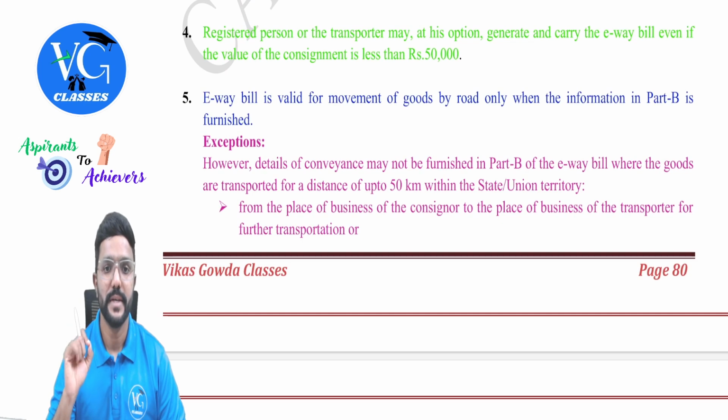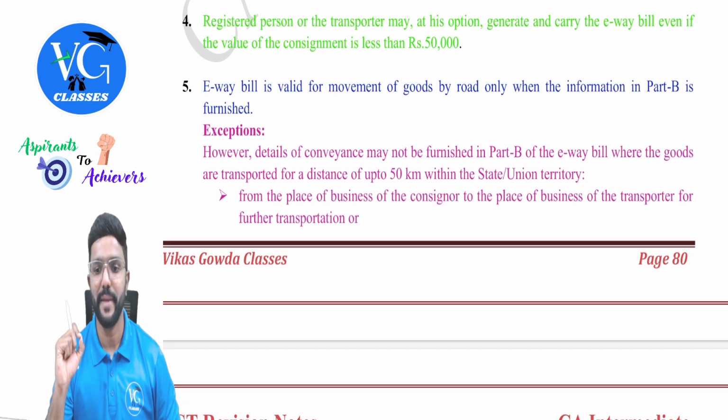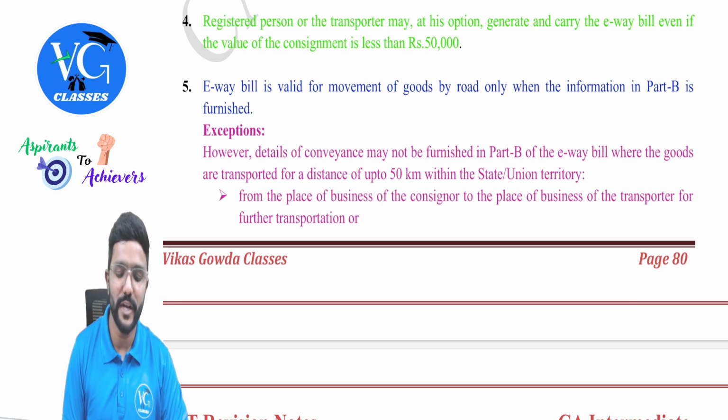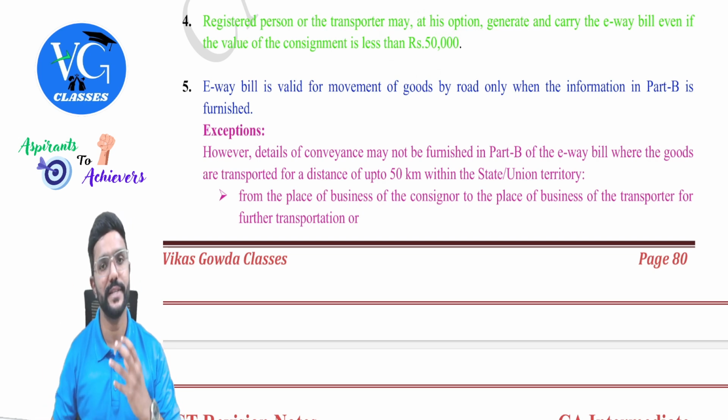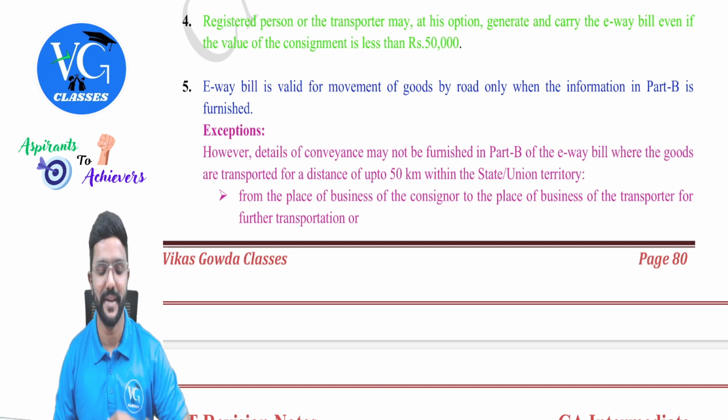Fourth one. A registered person or the transporter may, at his option, generate and carry the e-way bill even if the value of consignment is less than 50,000. That is voluntary, I already mentioned it. If the consignment value is less than 50,000, then it is voluntary. But if it is more than 50,000, it is mandatory.